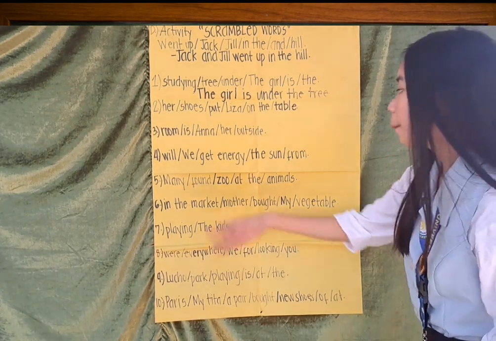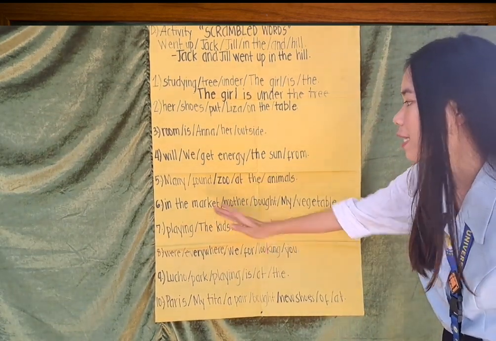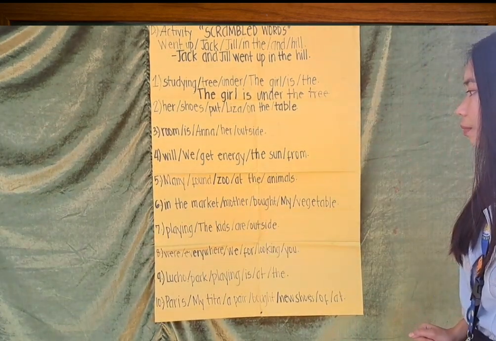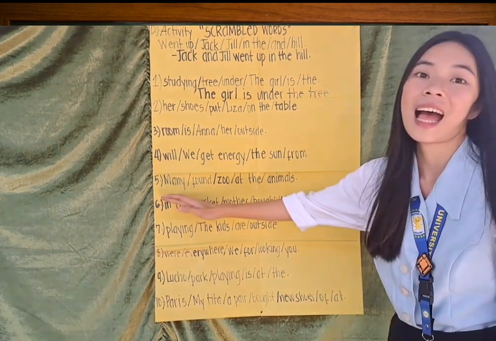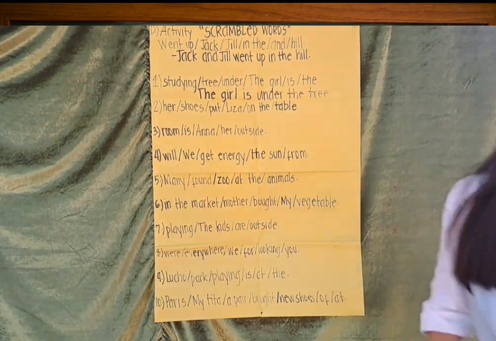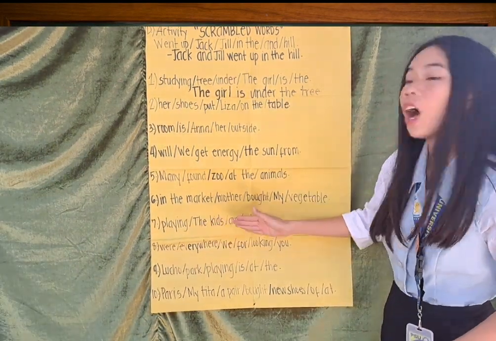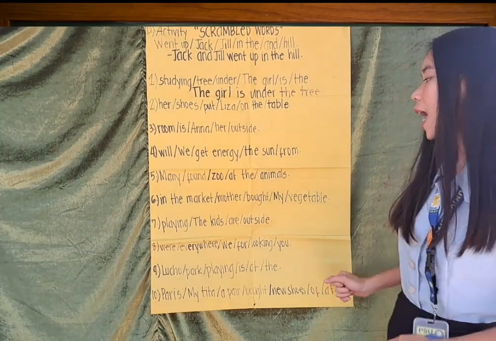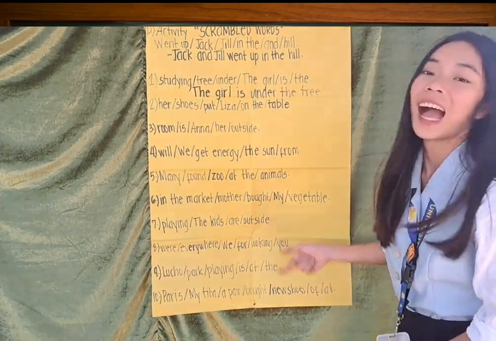Okay, very good. Many animals are found at the zoo. So, for number 6: my mother bought vegetables in the market. For number 7, playing, the kids, are outside. So, what's the answer? Okay, very good. The kids are playing outside.